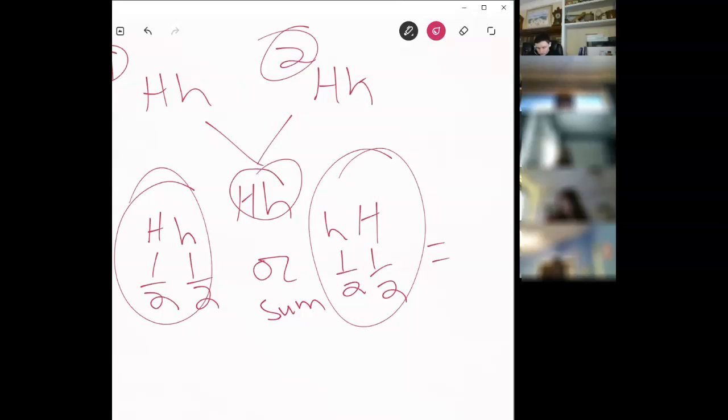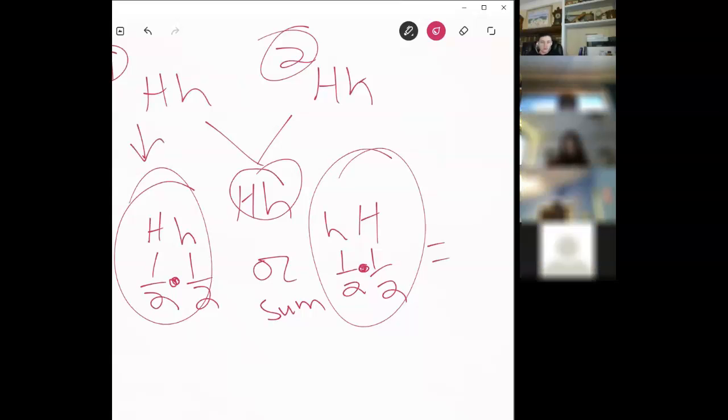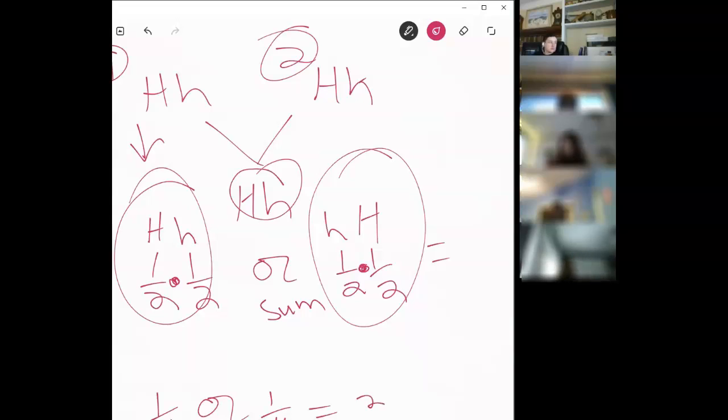This also gets into the product rule, where I multiply the individual events occurring alone. So what is the chance of getting this in particular, big H, little h? To solve that, I have to multiply the chance of getting the big H from the first parent and the little h from the second parent. So for that, I have a 1 in 4 chance. And the same thing for the second one. So multiply if you need them to happen together. Add if it can happen one way or the other.